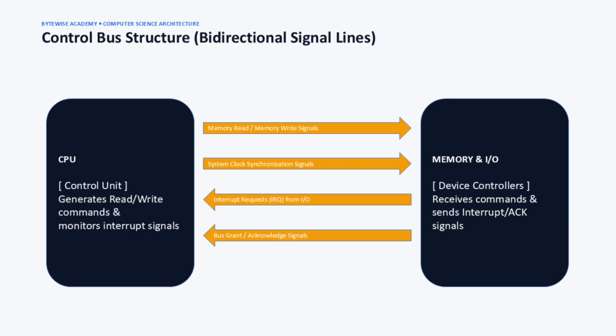At this point, we have completed our study of the three fundamental buses. The address bus tells where communication should occur. The data bus carries what information is transferred. The control bus decides how and when the transfer takes place. Now that we understand each bus individually, it's time to see how they all work together inside a complete computer system. That's exactly what we will explore in the next slide.